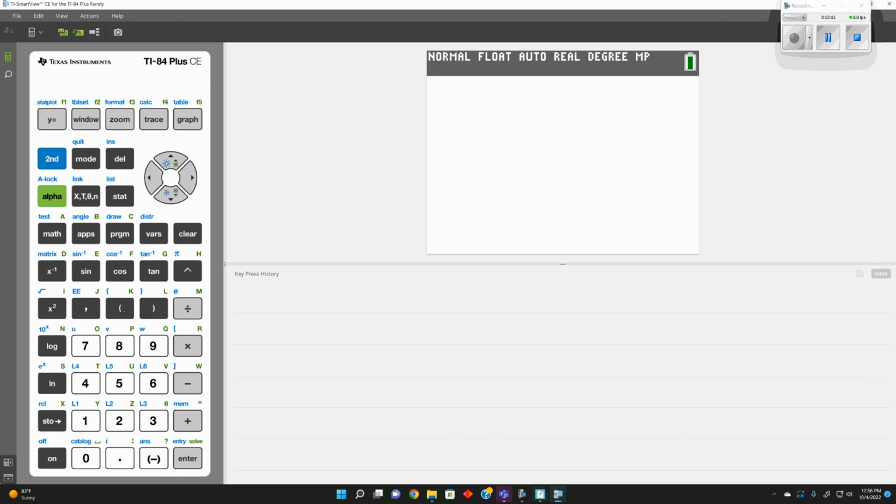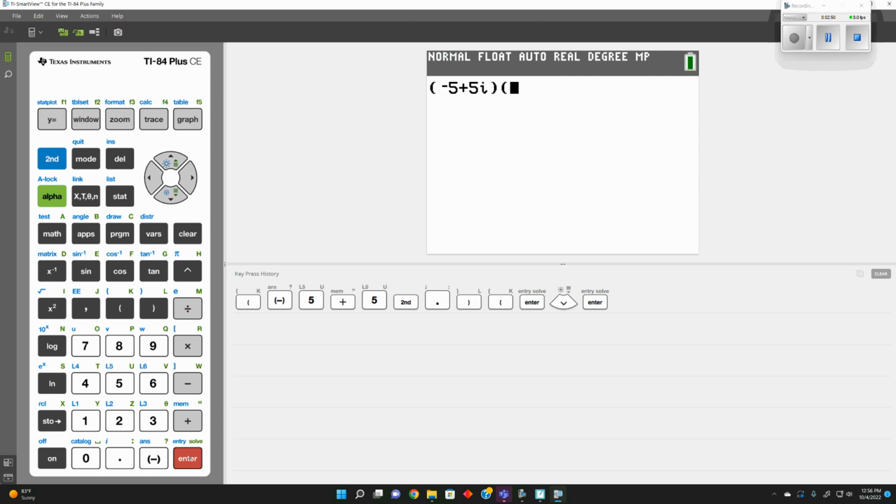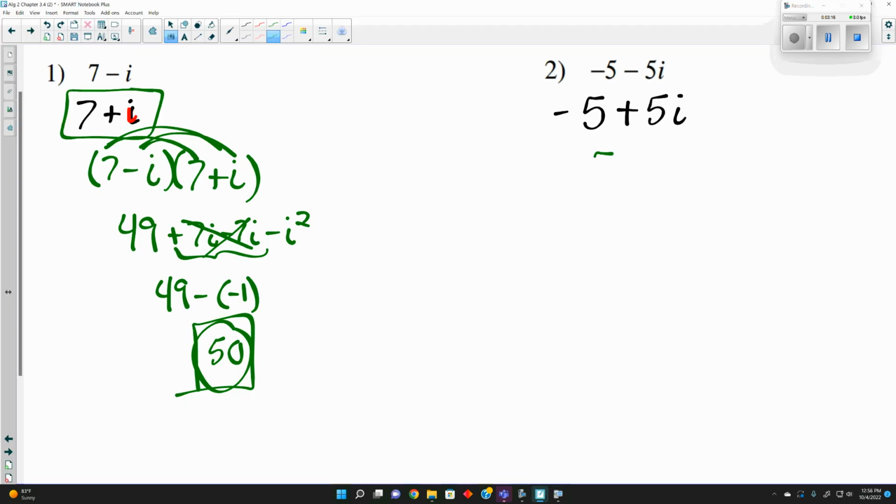Now for this here, we could type it in. Negative 5 plus 5i times negative 5 minus 5i. And incidentally enough, we also get 50. That's not going to always work out that way, but it worked out with these two. And anytime we multiply the two conjugates together, we're going to get a number with no i terms. Questions on this here?